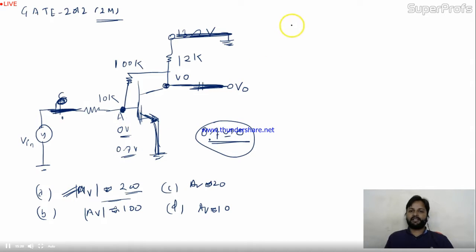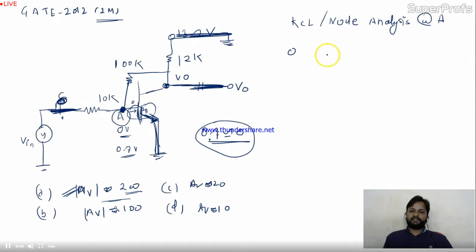Now I'm going to apply KCL or node analysis at point A. Is it okay? So over here, 0 is connected with 2 branches only. Here the current is 0. IB is in microampere. Again my approximation: the base current is microampere, so again this will be 0. I'm considering 0. So over here, 0 minus V in, 0 minus V in divided by 10K.